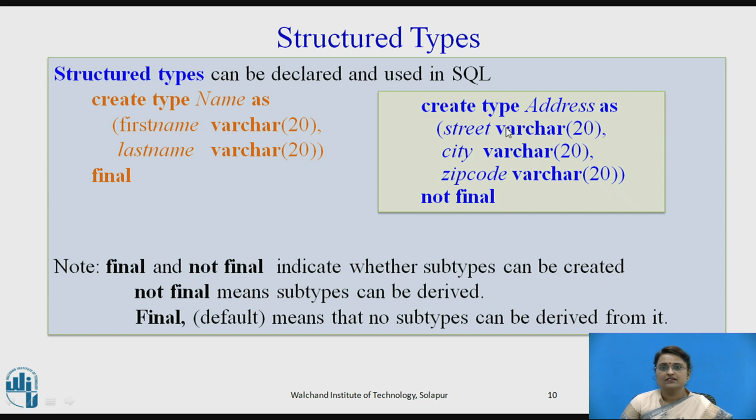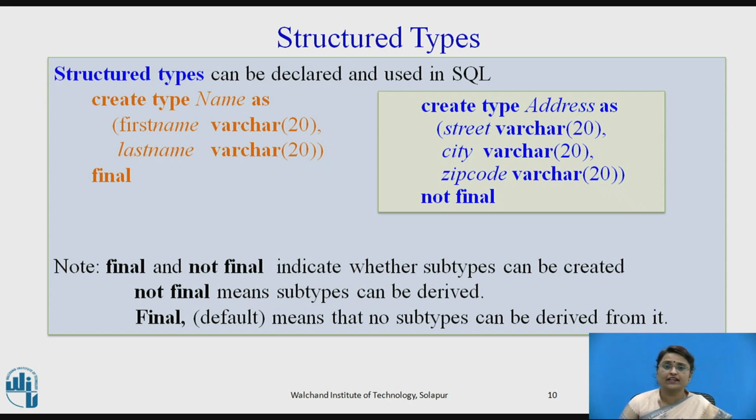Of 20. Similarly, we are defining the address also. Address is comprised of street, city, zip code and so on. One more thing to mention here is that we are defining name as final and address as not final. What is the meaning of final and not final in object oriented databases?